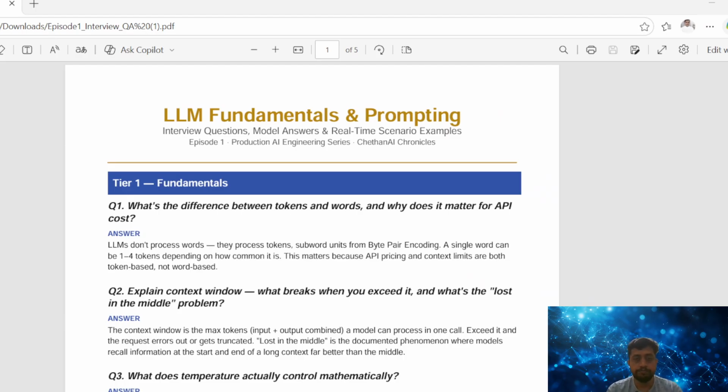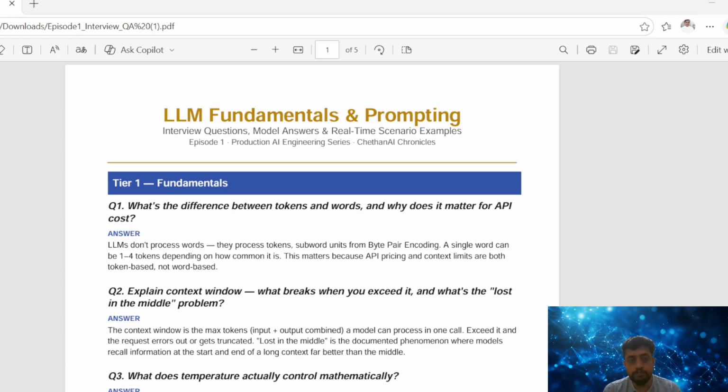Basically, an LLM works with the transformer architecture. I will explain the transformer architecture in my next tutorials, but please understand that an LLM works with some architecture, right? There will be three sections. One is tokens. What is the difference between tokens and words, and why does it matter for API cost?